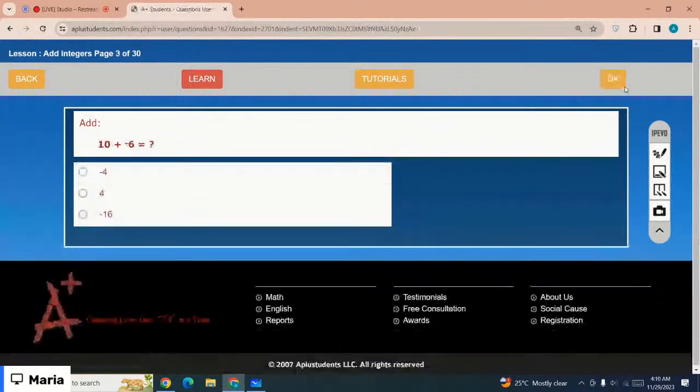Very good. Okay, add 10 plus negative 6. Which is the correct option? 10 is the greater number. 10 is with a positive sign. So the answer must be positive. 10 is a greater number. 10 is positive. You can see the rules here.